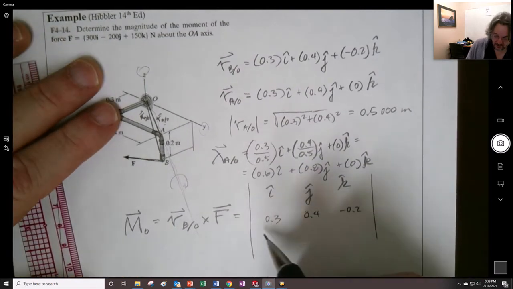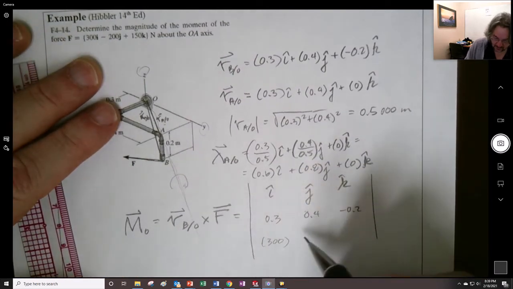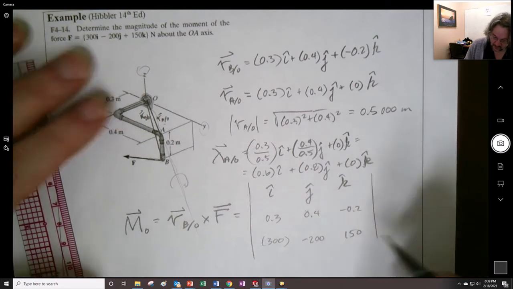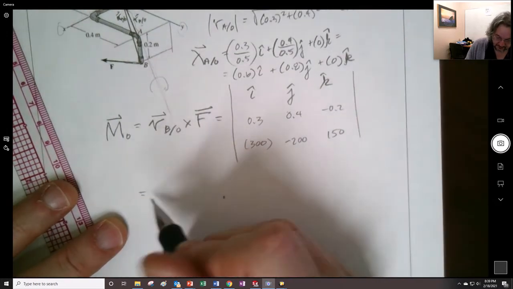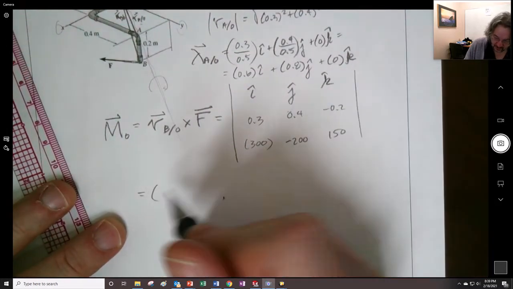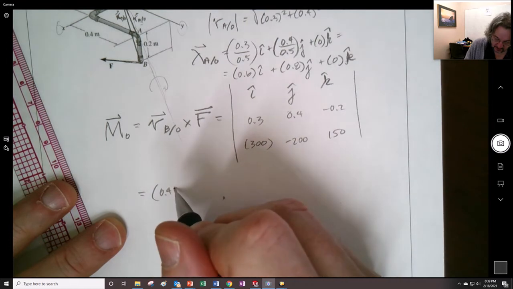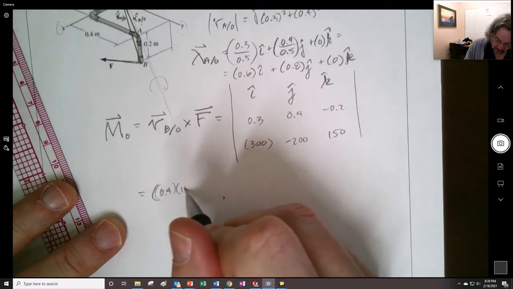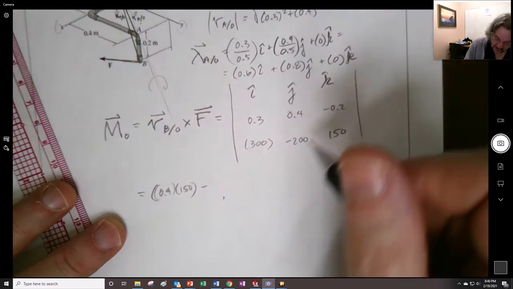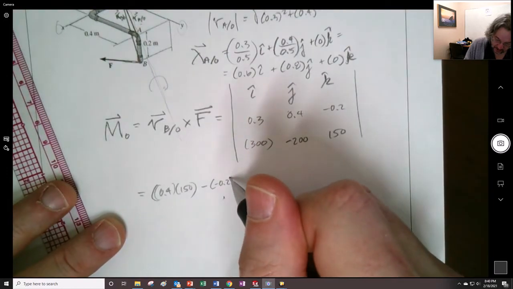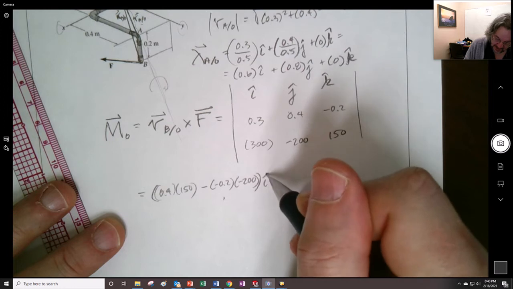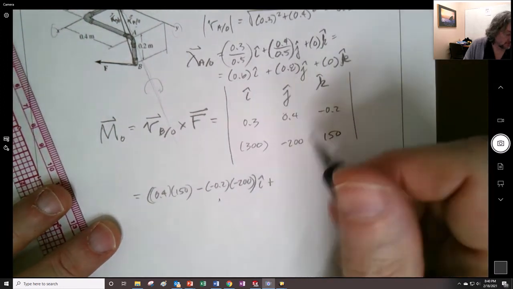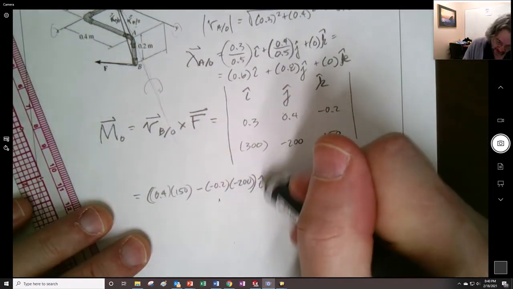And the vector is 300, negative 200, and 150. So let's take the determinant of that. We have 0.4 times 150 minus negative 0.2 times negative 200 I. Okay, I always forget this one. This one's negative.